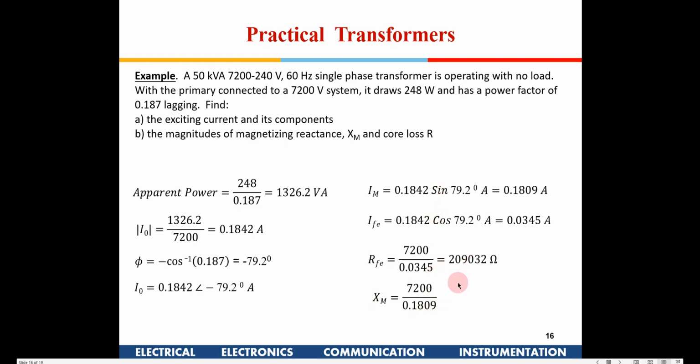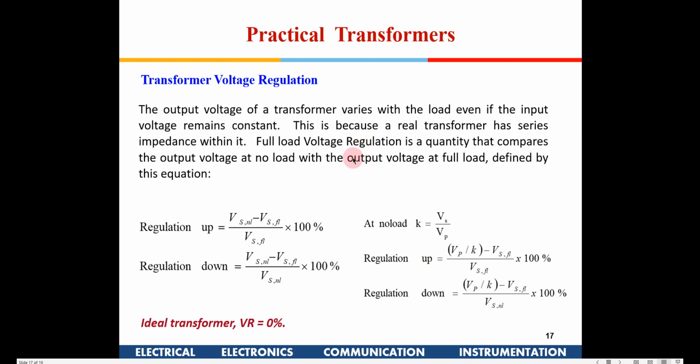Okay, so let me introduce two or three more terminologies. One is known as transformer voltage regulation. There is something known as up regulation, and there is something known as down regulation. The up regulation is defined as the voltage in the secondary at no load minus the voltage in the secondary at full load, divided by the voltage in the secondary at full load. It is known as voltage regulation up.